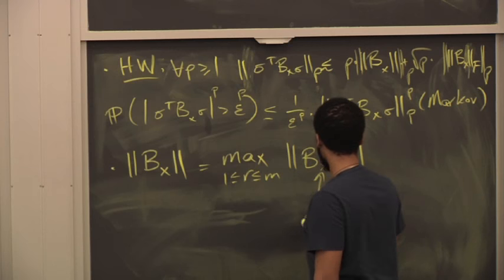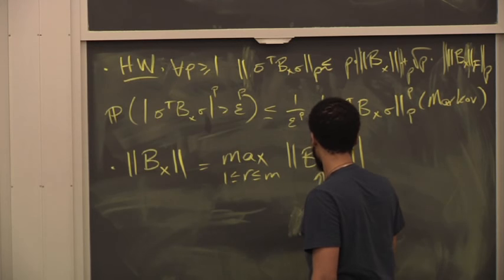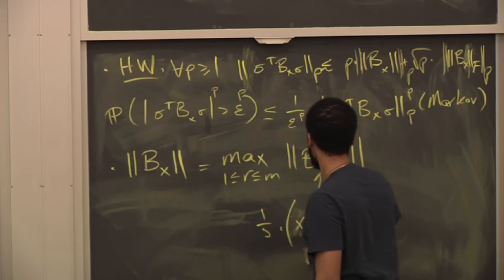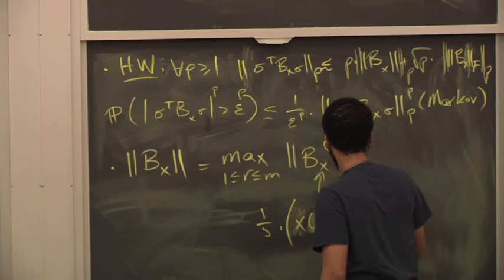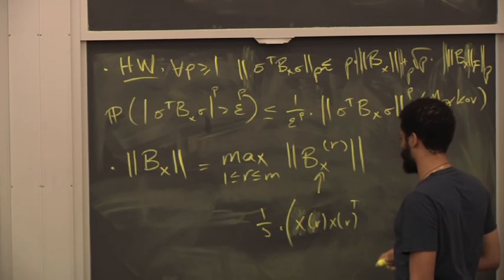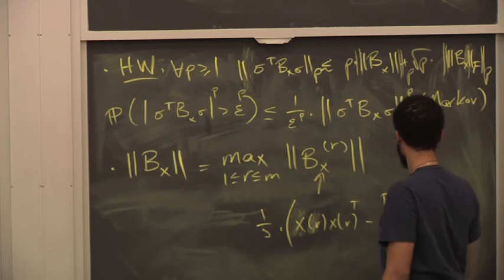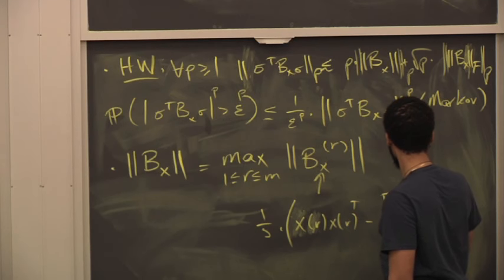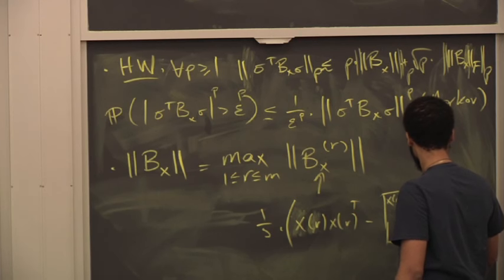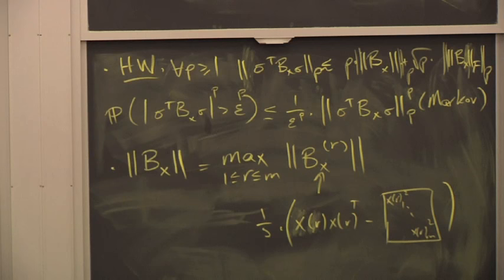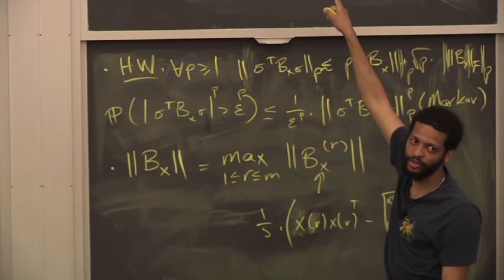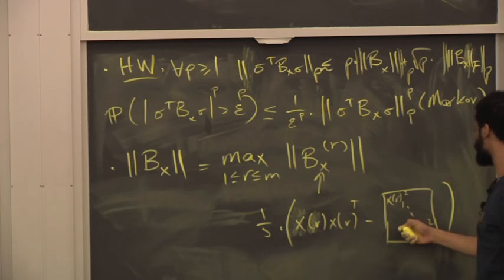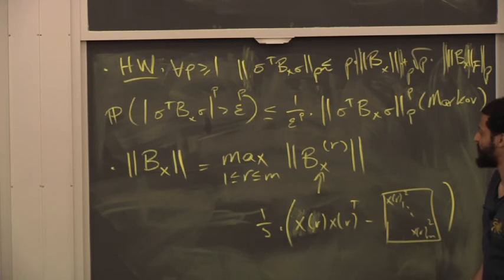And this matrix here is 1 over s times xr xr transpose minus the diagonals, the diagonal matrix with entries xr1 squared up to xrm squared. I took that matrix, xr xr transpose, and I zeroed out the diagonal. Zeroing out the diagonal means subtracting off this. And I'm going to take the operator norm of this.